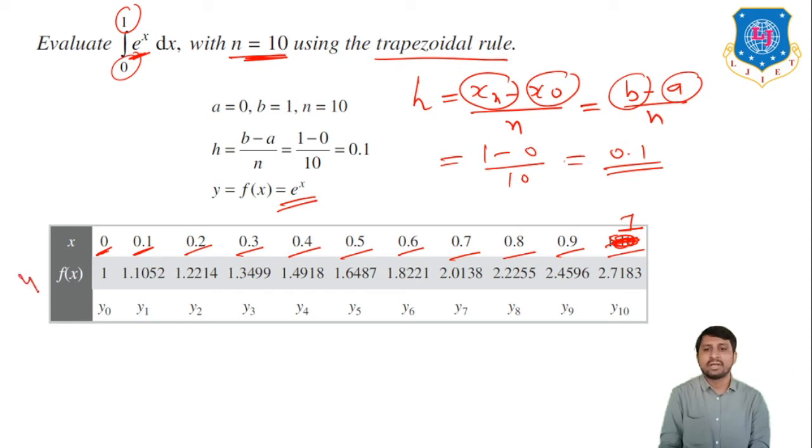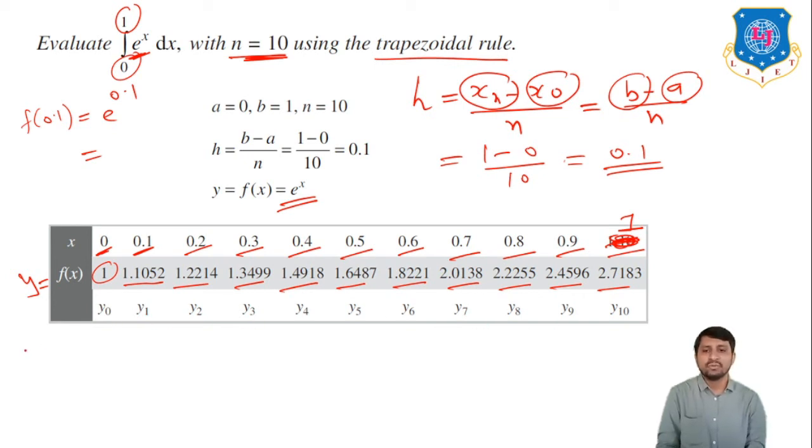Now y is equal to f of x. So e raised to 0 is 1. Then find e raised to 0.1, that is f of 0.1, which is 1.1052. Similarly, you can find e raised to 0.2, e raised to 0.3. You have to find all these values using your calculator. So you will get y0, y1, y2, y3 up to y10.